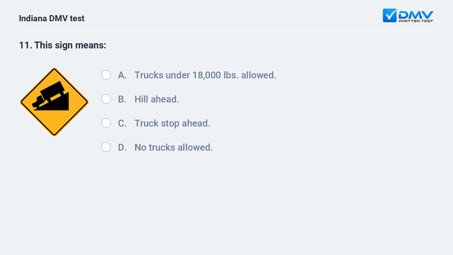This sign means a. Trucks under 18,000 pounds allowed. b. Hill ahead. c. Truck stop ahead. d. No trucks allowed.